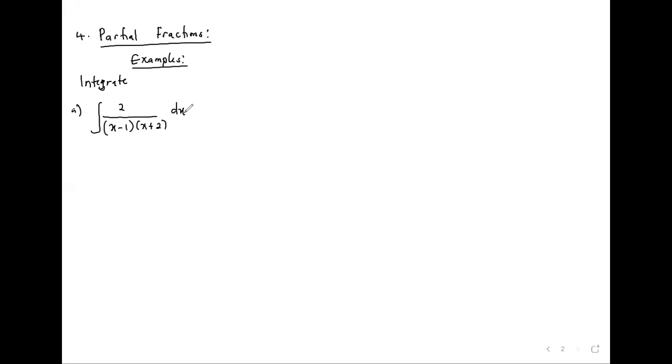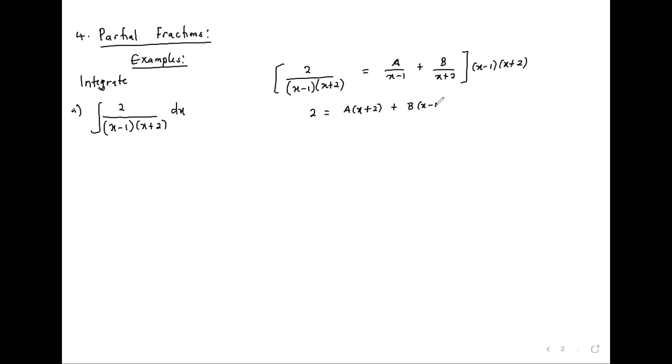When you find such a question, the first thing you do is to look for the partial fractions of this function. Say it will be a over x minus 1 plus b over x plus 2. And then multiply throughout by (x minus 1)(x plus 2). So you get 2 is a(x plus 2) plus b(x minus 1).